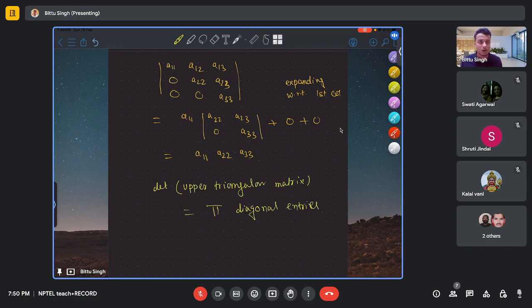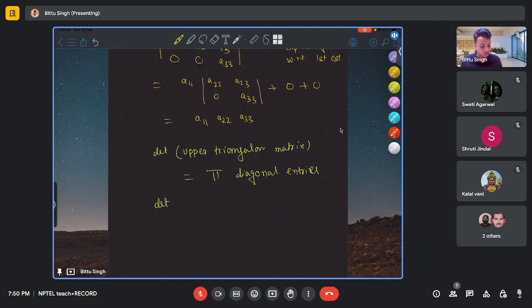Now, what about a lower triangular matrix? What is its determinant? We can use the fact that the determinant of A is the same as the determinant of A transpose. If you take the transpose of a lower triangular matrix, it becomes an upper triangular matrix, and you know that when you apply transpose, the diagonal entries remain the same. Therefore the determinant of a lower triangular matrix is also the product of the diagonal entries. So those three things are the same.